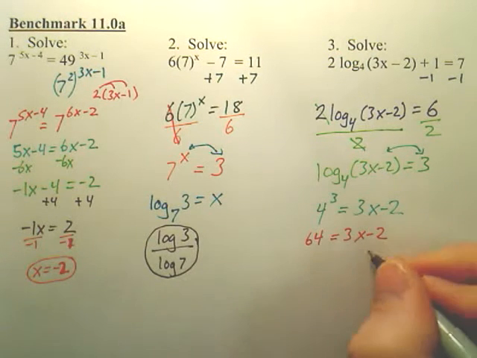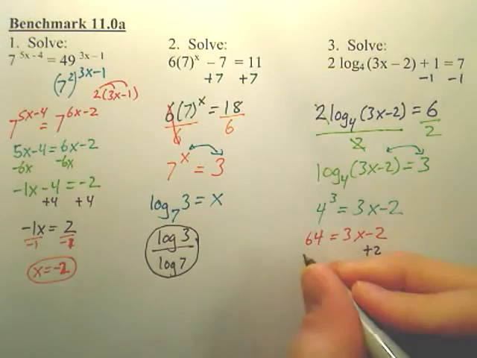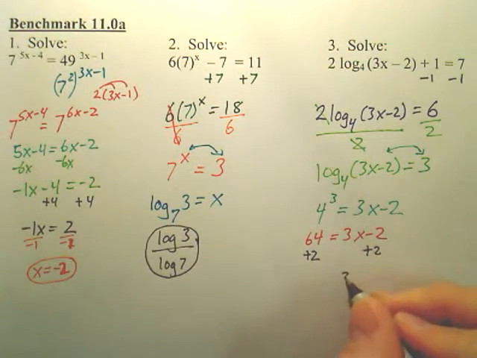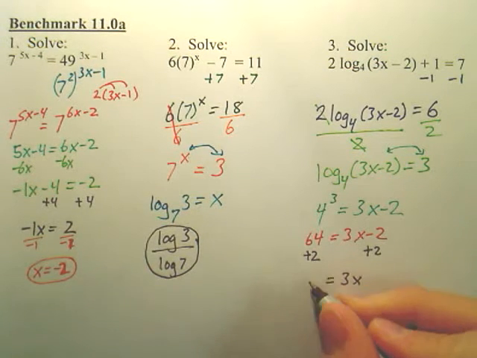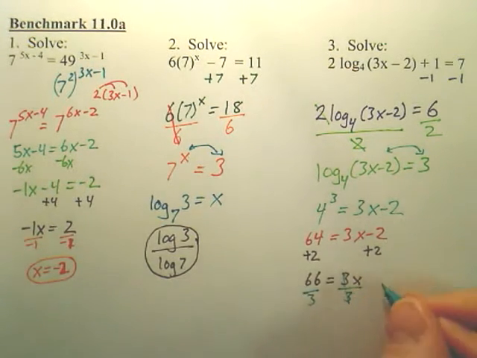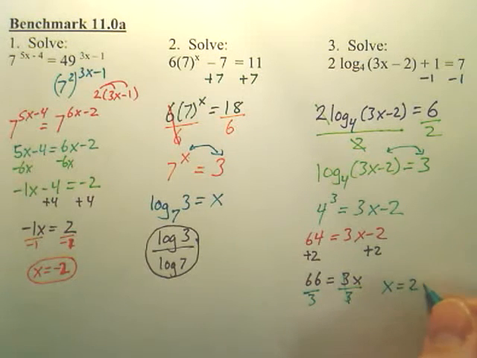So to solve it, what we're going to do is add the 2 over, it looks like. And that would give us 3x over here. And that looks like 66. And then we divide by 3. And it looks like we got x equals 22.